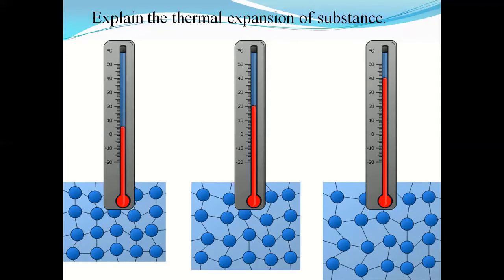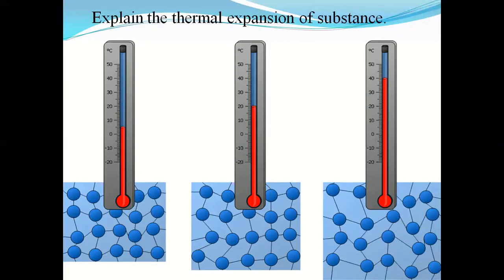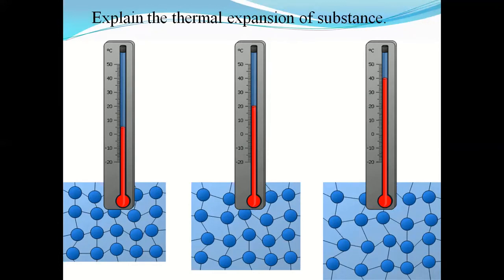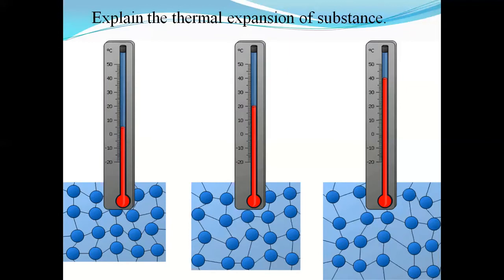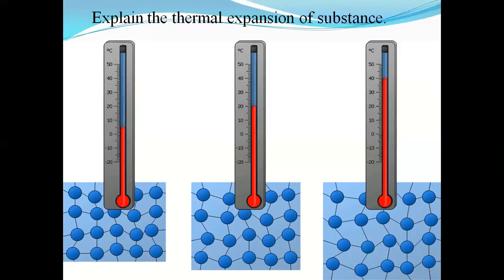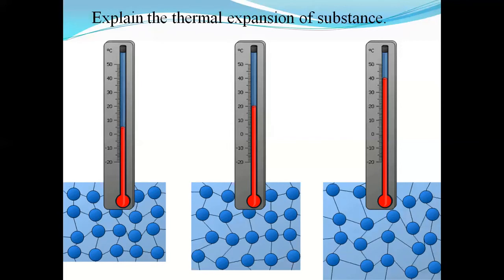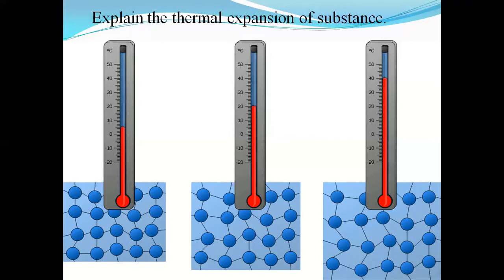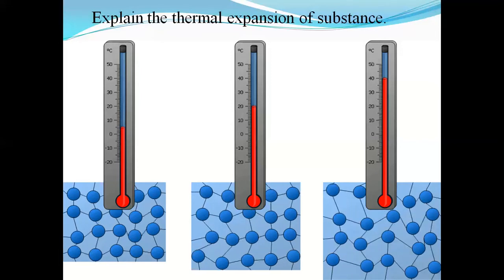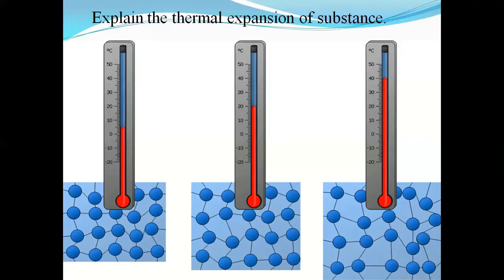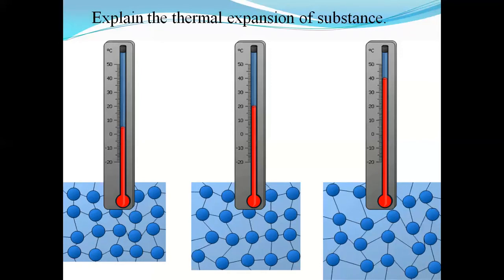And the best example of thermal expansion of substance is why gaps between two rail lines must be present in the railway. Because in the summer season, we know that the temperature goes higher and higher, then the length of the rod increases, and when the length of the rail is increased too much, then the rail line would become zigzag. That's why an accident would occur. That's why gaps between two rail lines are left. If the rail line expands, it covers up these gaps. That's why the rail lines never become zigzag.